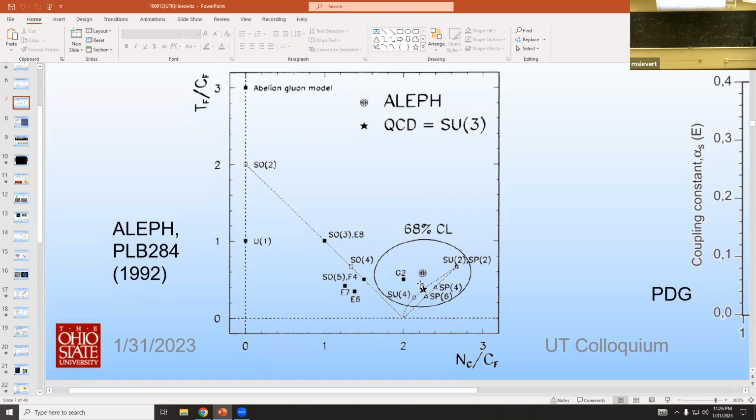Yeah, QCD equals SU3 is the star here, as opposed to something like U1 or SO2 or SO3. All of these other gauge groups fall in different locations. So we need experimental evidence to help indicate what the correct gauge group should be.